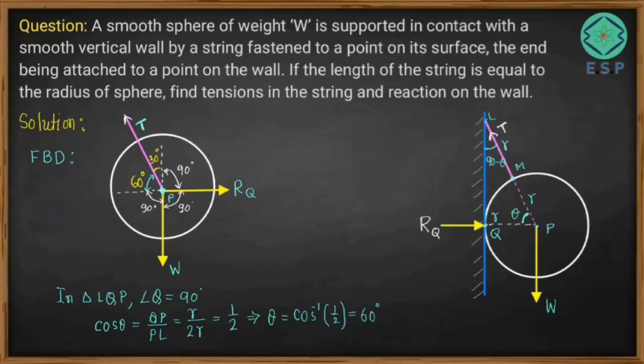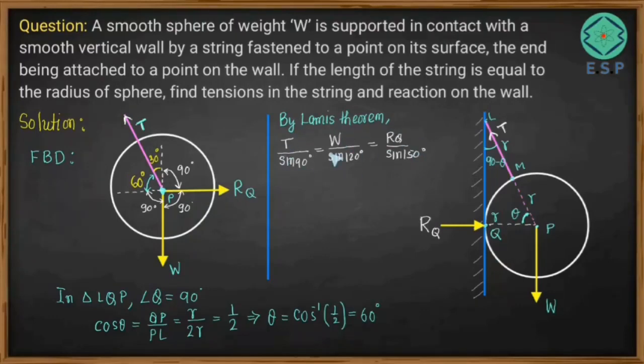So let us apply Lami's theorem here. By Lami's theorem, we will take tension T, divided by the sine of the angle opposite to it, that is sine 90 degrees, equals weight divided by the sine of its opposite angle, sine 120 degrees, and that equals RQ, the reaction at point Q, divided by sine of its opposite angle, that is sine 150.